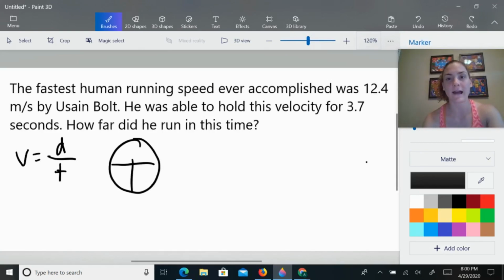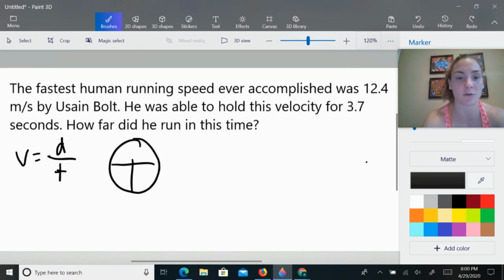Now let's take a look at actual Olympian speeds. The fastest human running speed ever recorded was 12.4 meters per second by Usain Bolt, which, just so you know, is about 28 miles per hour, which is incredibly fast. He was able to hold this velocity for 3.7 seconds. How far did he run in this time? So within those 3.7 seconds, how far did he go?